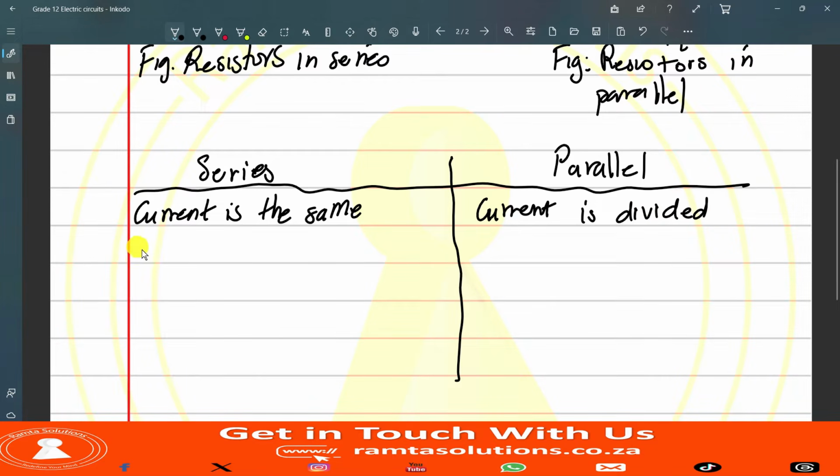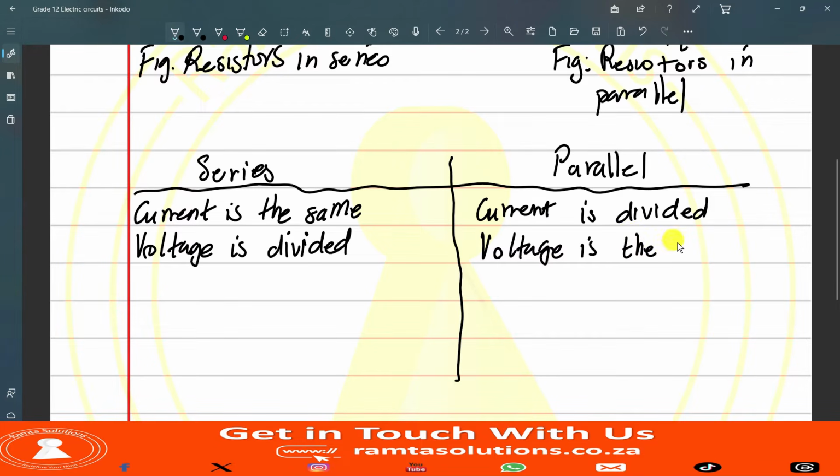Now let's go to potential difference. Voltage is divided. So each and every resistor in series has its own potential difference. Here, voltage is the same for resistors in parallel. Okay, voltage is the same.